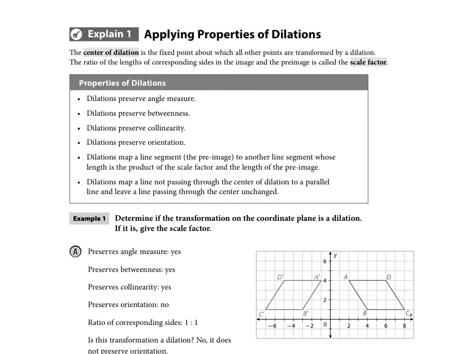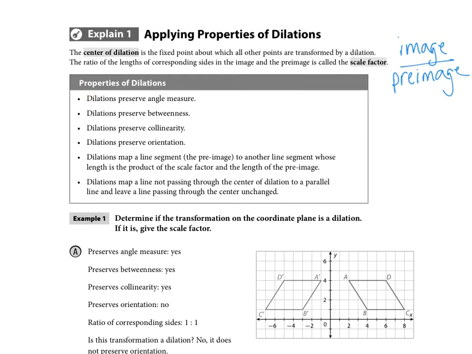So it should be image to pre-image is the ratio there. And that's a fraction you just need to keep in mind is always going to have the image in the numerator and the pre-image in the denominator. Okay, so this is what we can expect if it is a dilation, for all these things here in this box to be true.